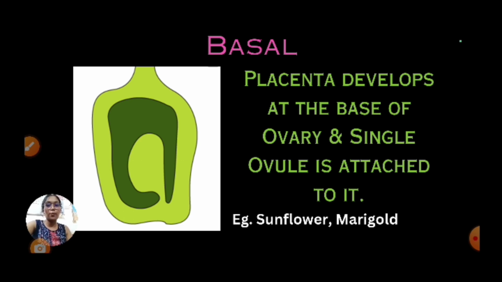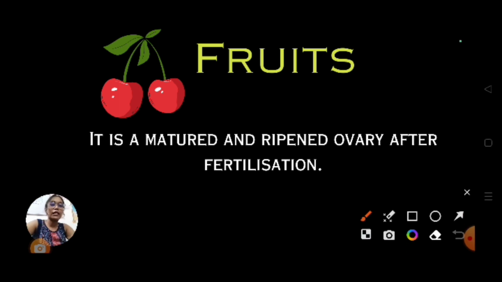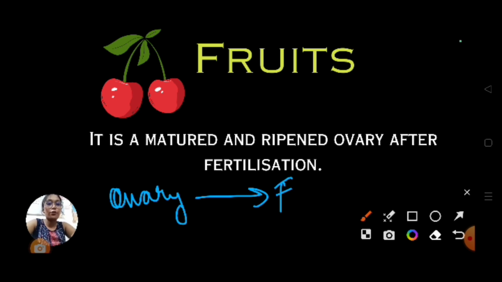Understood the placentation part? We did 5 types of placentation. Then moving on to the next topic, that is fruits. Let's talk about fruits. They are generally the matured and ripened ovary after fertilization. So after fertilization, this ovary gets matured and ripened to form the fruits.